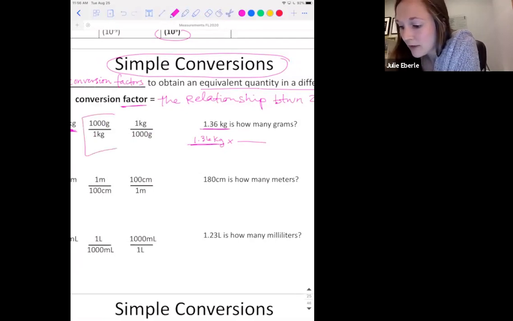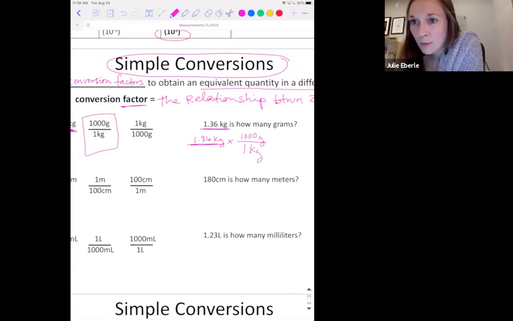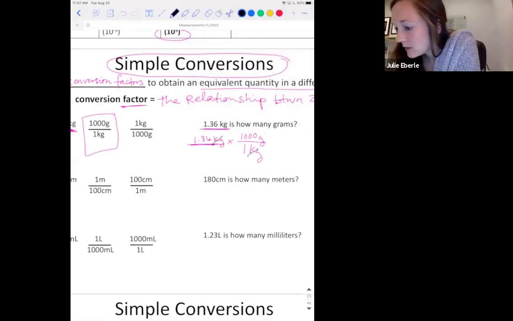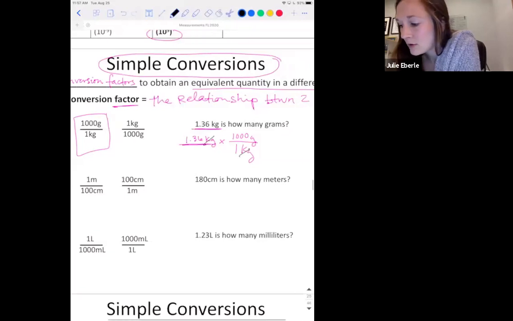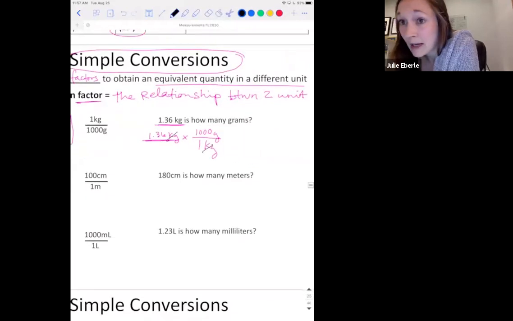So I want this conversion factor right here. I'm going to write it just as is, 1,000 grams over 1 kg. Now, in the world of math, you have a unit on top and a unit on bottom. You can cancel kilograms. When kilograms cancel, what unit do I have left? And more importantly, I want that unit on top in the numerator. That's important. I have grams in the numerator.